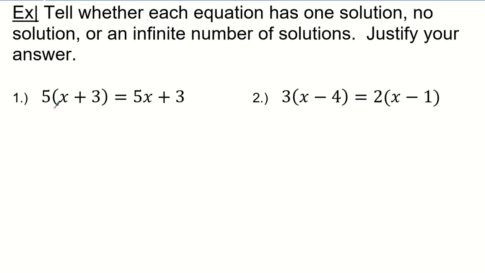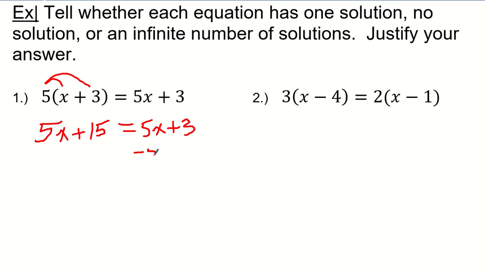Like here, for example, once you distribute the 5 to both of these, you get 5x plus 15 equals 5x plus 3. And now from here you turn your attention to getting the x only on one side. So let's say we move this 5x away from the right side and we subtract 5x from both sides. Well, obviously that cancels over here, but look what happens.